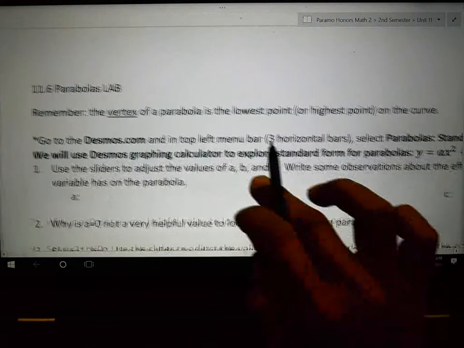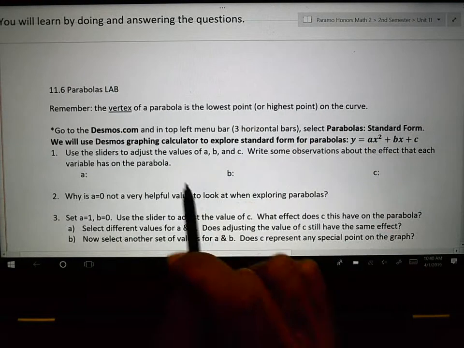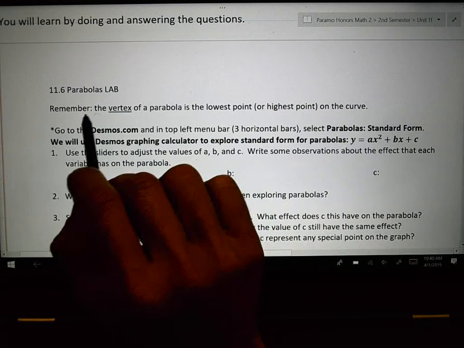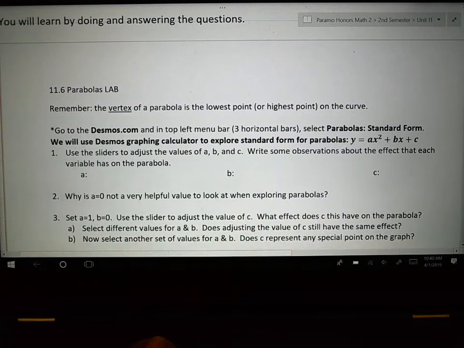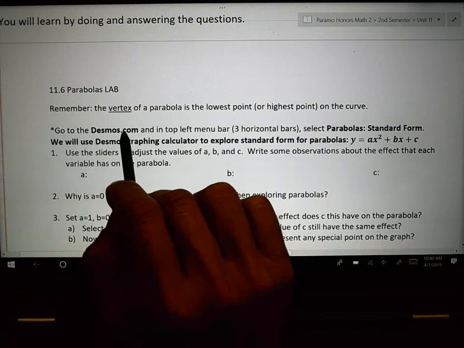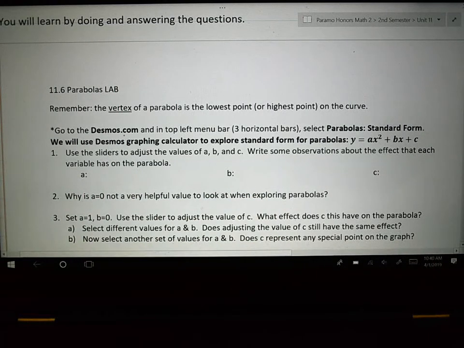For example, the only thing you may not know is a vertex, but it tells you what that is right there at the very top of the worksheet. And then it tells you what you're going to do. It says you're going to go to Desmos.com. Yes, you need a smartphone today.